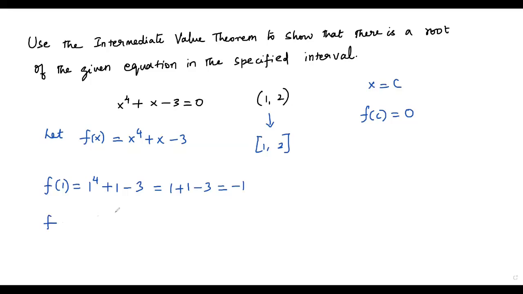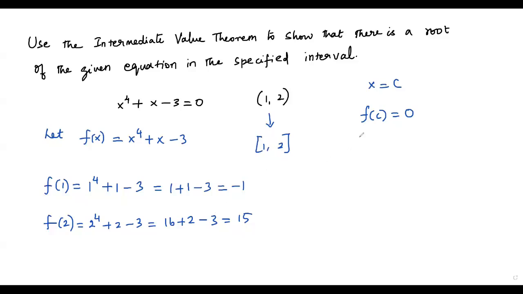Now let me plug in the other boundary value, 2, for x into the given function. Then I get f of 2 equals 2 to the fourth power plus 2 minus 3. The evaluation of 2 to the fourth power is 16, plus 2 minus 3. So 16 plus 2 is 18, and 18 minus 3 is 15. So now I have the values of f of x at the boundary values 1 and 2.